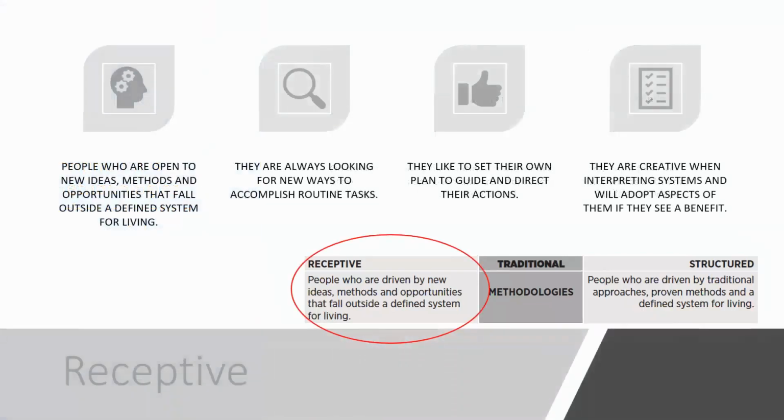So the receptive person is someone who is open to new ideas, methods, opportunities that fall outside of a defined system for living.